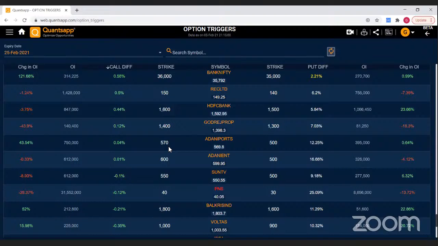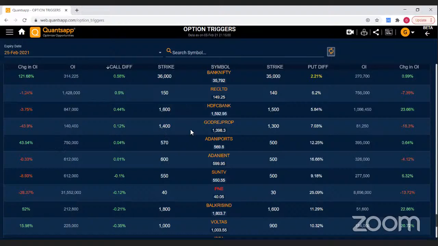When I say at this particular level, the call writers are adding more positions, so they are showing more confidence at this level, which tells me they are confident that price won't go above. Even if it goes, it could not go in a big quantum. That's why the writers are more confident and are adding more positions at this level. You can see at the level of 570, the change in OI has increased by almost 43.5%.